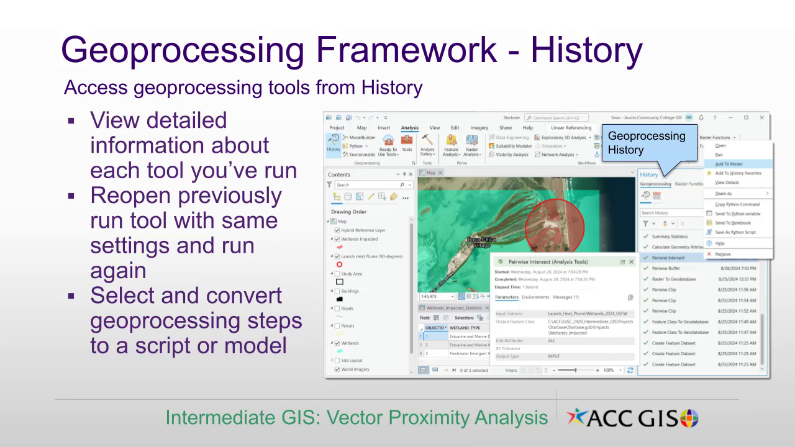And if you look at the right-hand side of your screen there, when I select a geoprocess like the intersect, I can see the history of that geoprocess. And when I right-click it, I can open, run it again, and I can even send it to a Python command window or script.